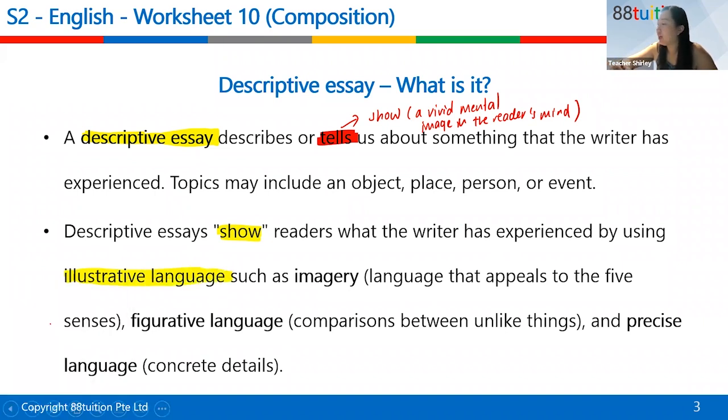Basically, illustrative language appeals to the five senses, like for example, imagery. Later on I'll give you some examples. Another type of language you can use is figurative language. You might have learned this in literature, right? By figurative language, we mean examples like metaphors, similes, personification.